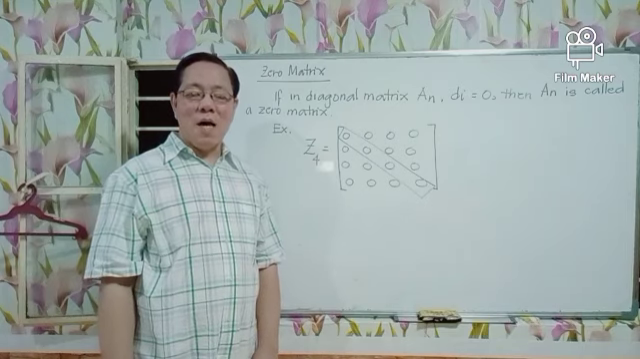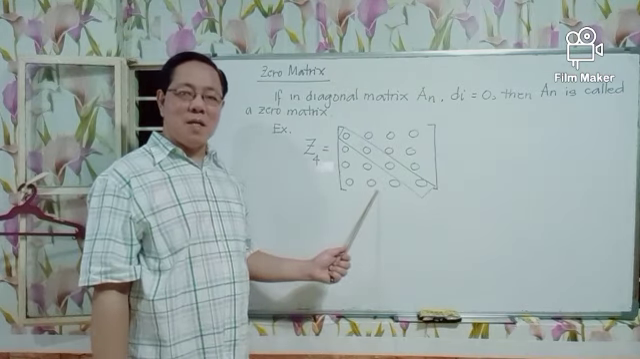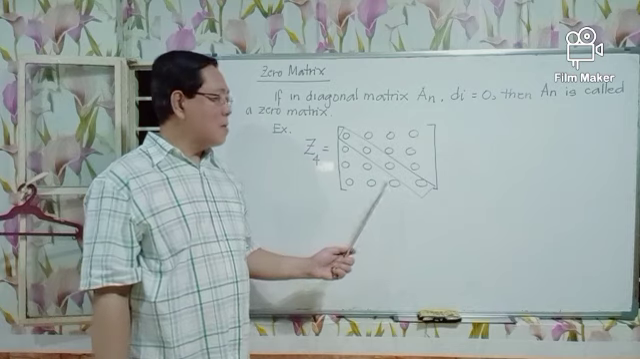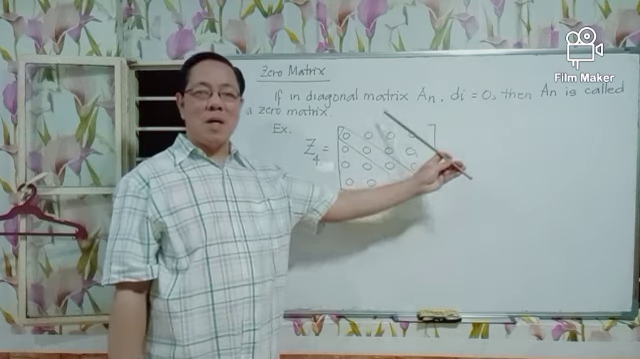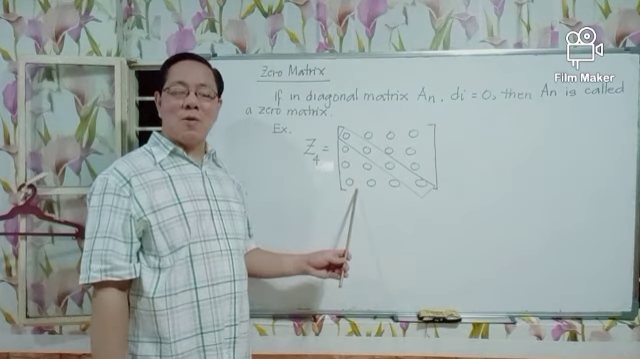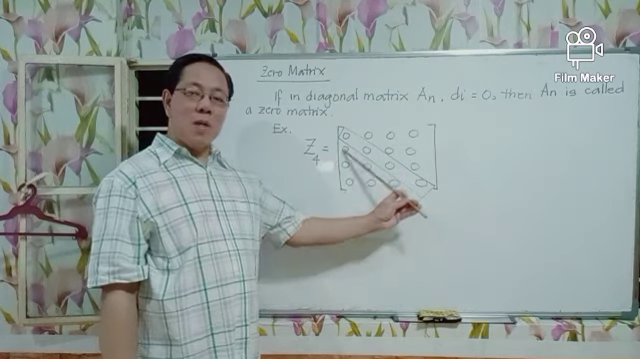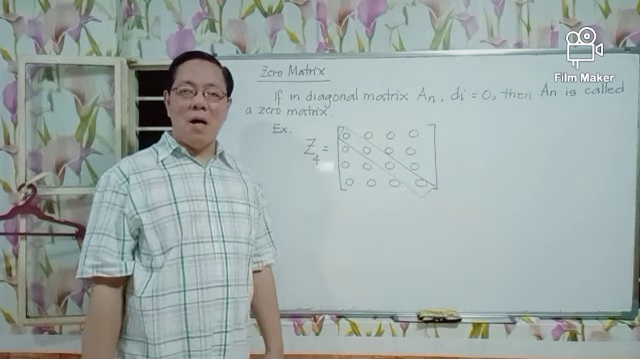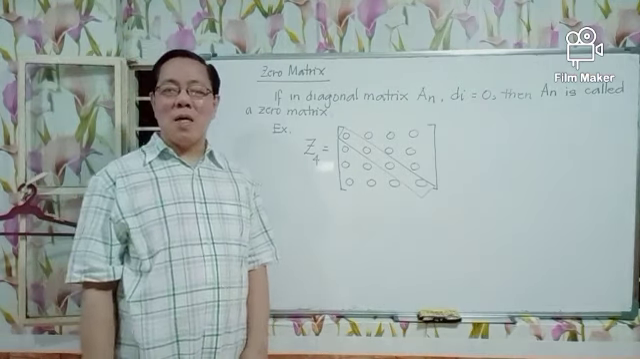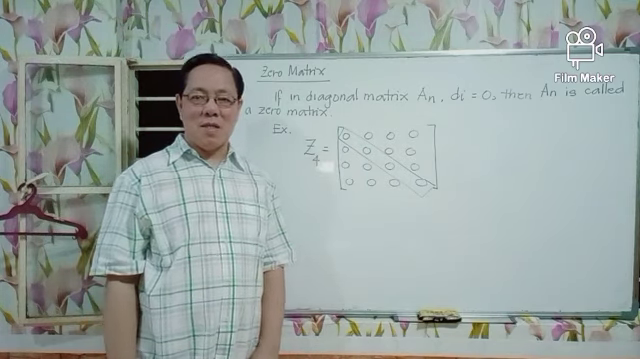Question: is this an upper triangular matrix? Is this a lower triangular matrix? This is a lower triangular matrix because all the entries above the diagonal are zero. And the zero matrix is also an upper triangular matrix because the entries below the diagonal are zero. Therefore, the zero matrix is both a lower triangular matrix and an upper triangular matrix.